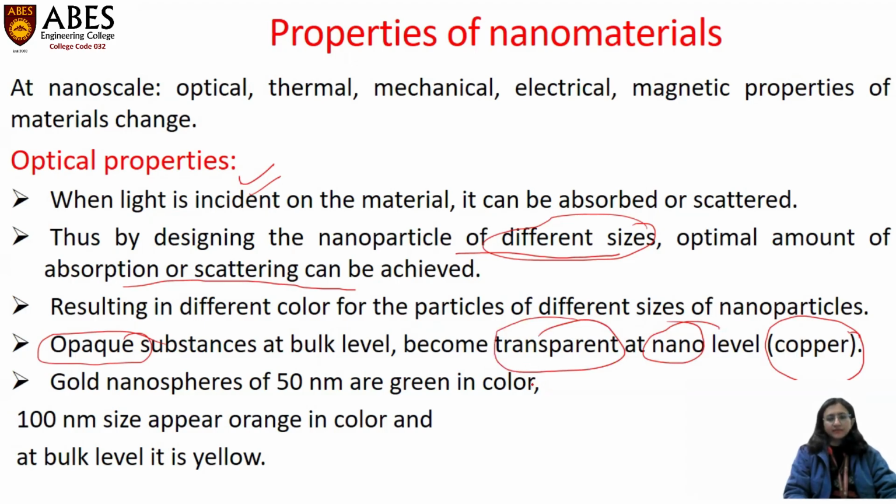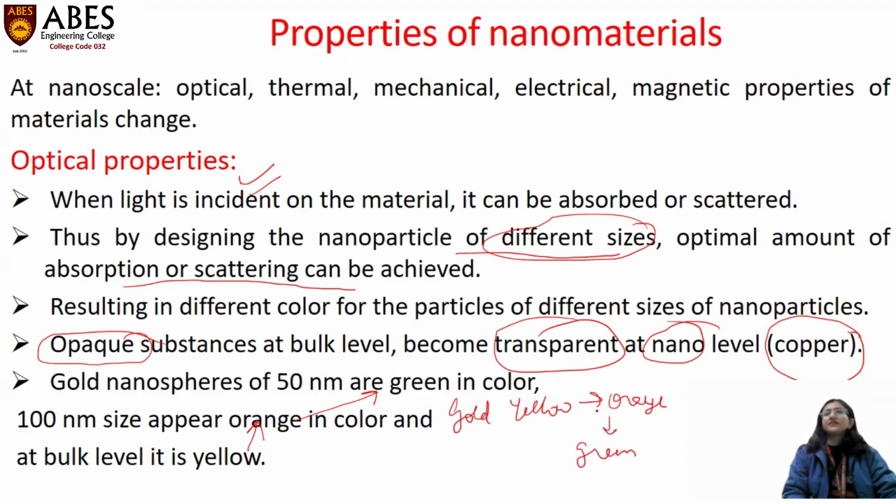Another lively example: we all know that gold is yellow in color. As its size is reduced to 100 nanometer, it appears orange. When this size is reduced further to 50 nanometer, it appears green. So for gold, we obtain a remarkable variation from yellow at bulk level to orange to green. So why does this transition occur?